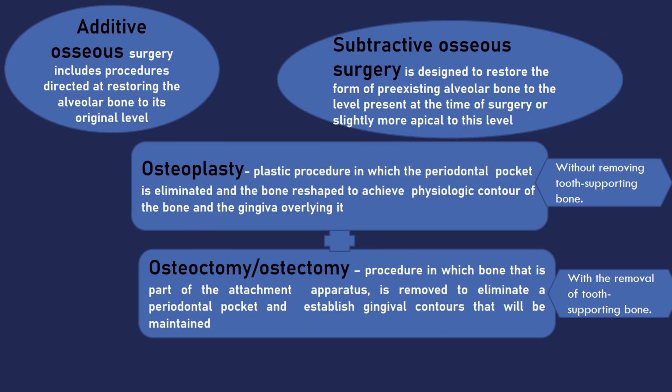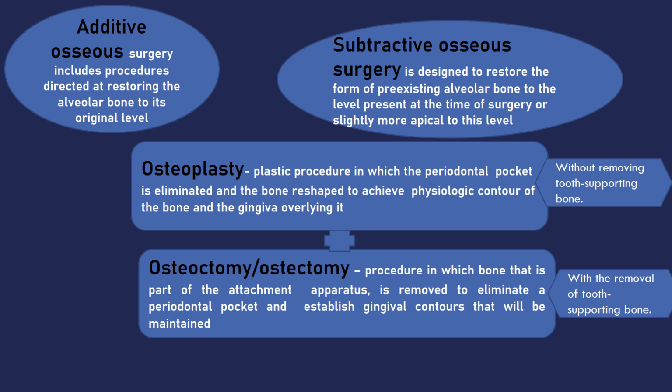So as we said before, what is additive osseous surgery and what is subtractive osseous surgery? Additive surgery includes procedures directed at restoring the alveolar bone to its original level. That is the regenerative periodontal surgery, where we are keeping bone grafts. Mainly it is used in three wall bony defects. So we will be placing bone grafts and membrane to restore the alveolar bone to its original level.